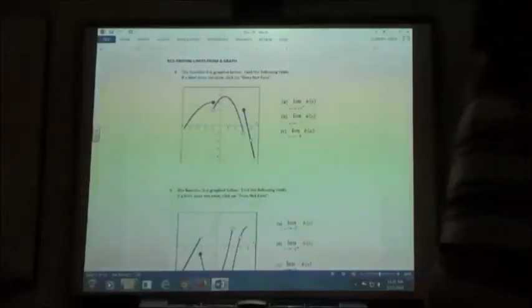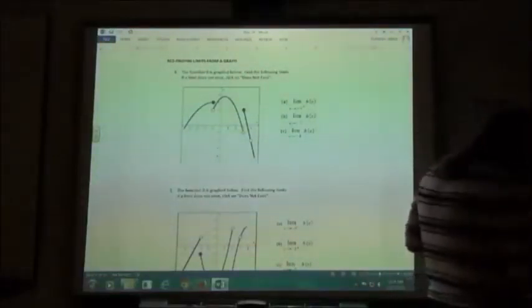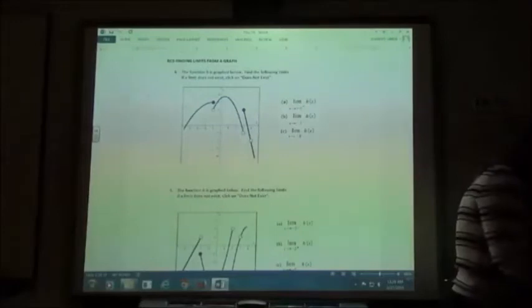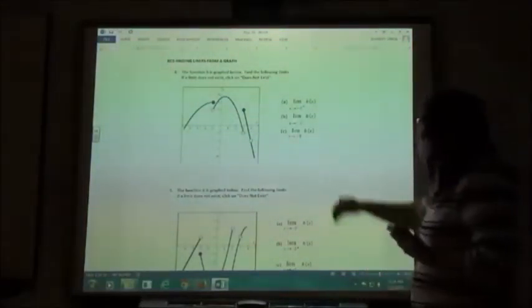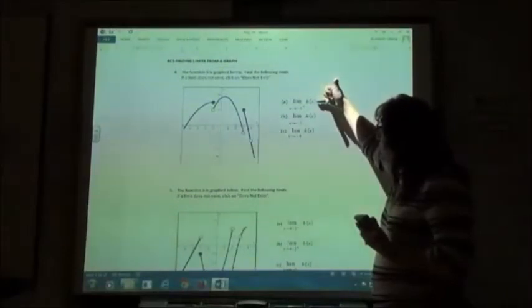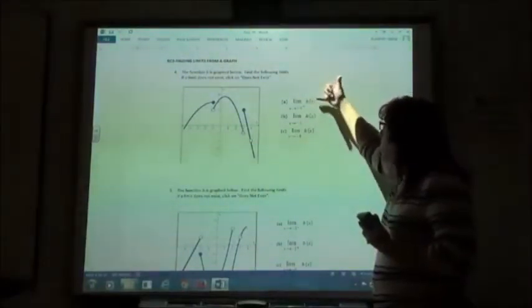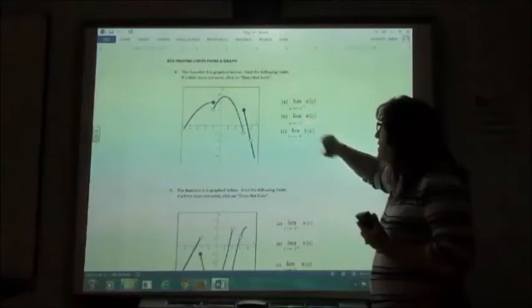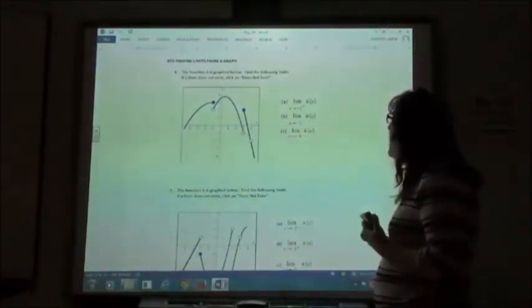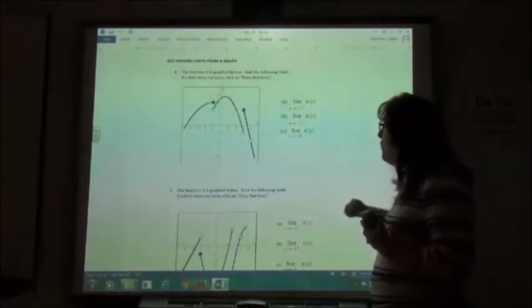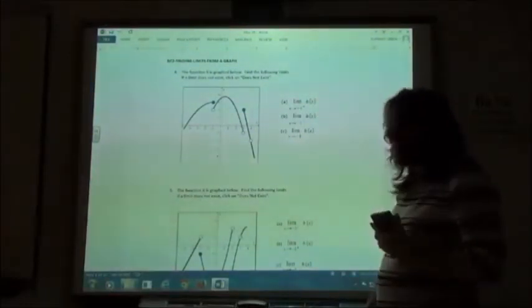Problems 4, 5, and 6, we're finding the limits from a graph. Basically, we're going to look at the limit from each side as we approach the value we're looking for. If the limit as we approach from the negative side is the same as the limit as we approach from the positive side, then the limit is whatever that number is. If my values are two different numbers, then my limit does not exist.